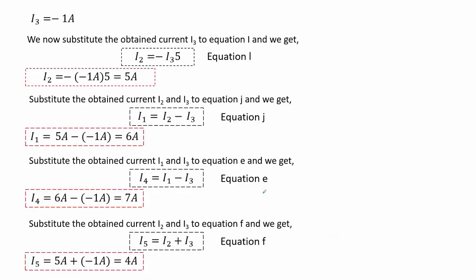We now substitute the obtained current I3 to equation I and we get I2. Similarly, we substitute the obtained current I2 and I3 to equation J and we get I1. We also do the same for equations E and F and we get the currents I4 and I5.